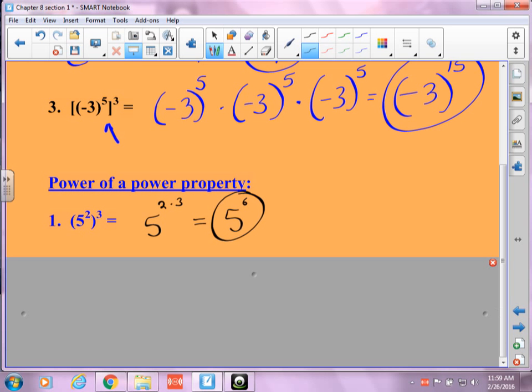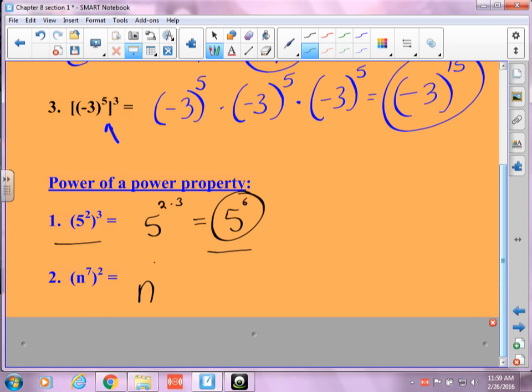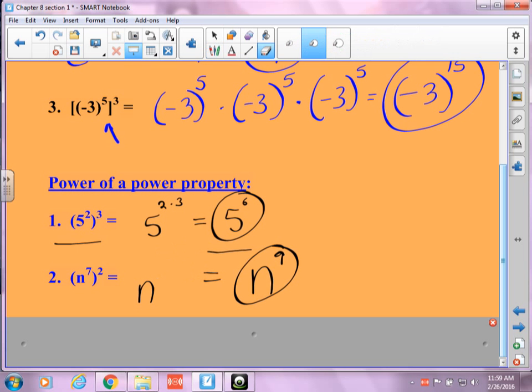So when you do your homework, you would write the original problem and you'd write the answer. The only reason why I'm putting the middle part in there is because I want you to remember the rule in your notes. Okay? Let's take a look at number 2. It'd be n, 7 times 2, and you get n to the 14th. It's times, not add. Sorry, blew up. 14. There we go.